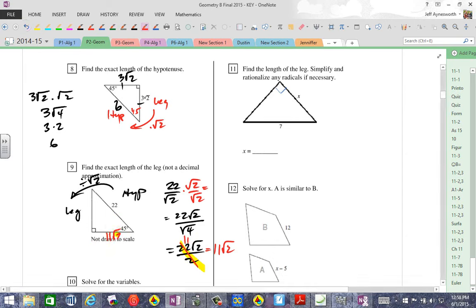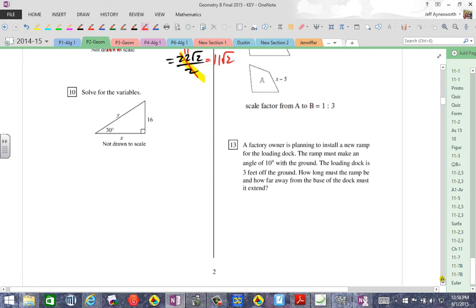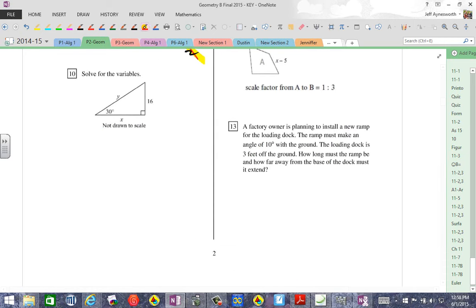So this is 11 rad 2 here, and this is 11 rad 2 here. Remember, it's isosceles. All right. Now, in the 30, 60, 90, this is the 60 degrees here. This is called a 30, 60, 90. The relationships are different, okay?